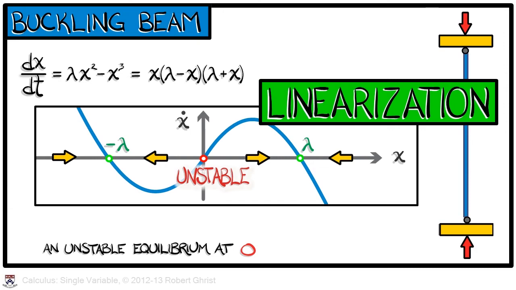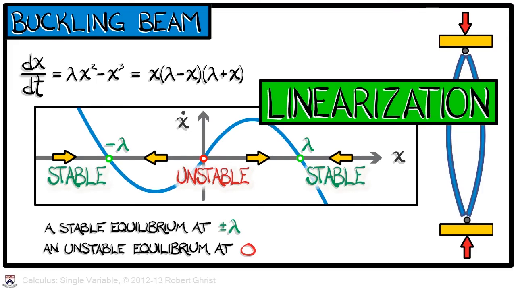That makes physical sense. If you're compressing the beam, if it were perfectly symmetric, then it would not deflect. However, that situation is inherently unstable. And if you start off with just a little bit of deflection in either direction, you will quickly move to one of the stable equilibria at lambda or negative lambda, depending on which side you buckle.